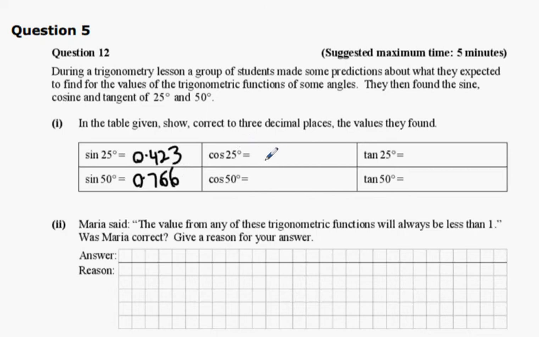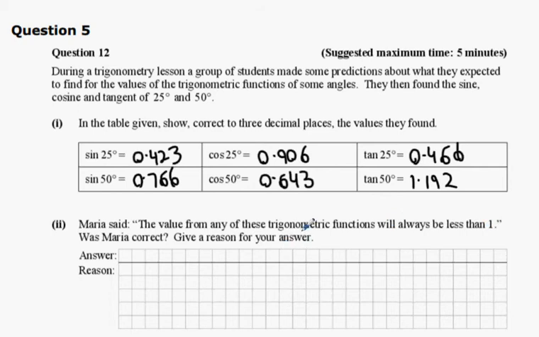Okay, cos 25. 0.906. Sorry, I couldn't hear. Cos 50. Louder, please. 0.643. Yeah. Next one. Yeah. And 1.192.